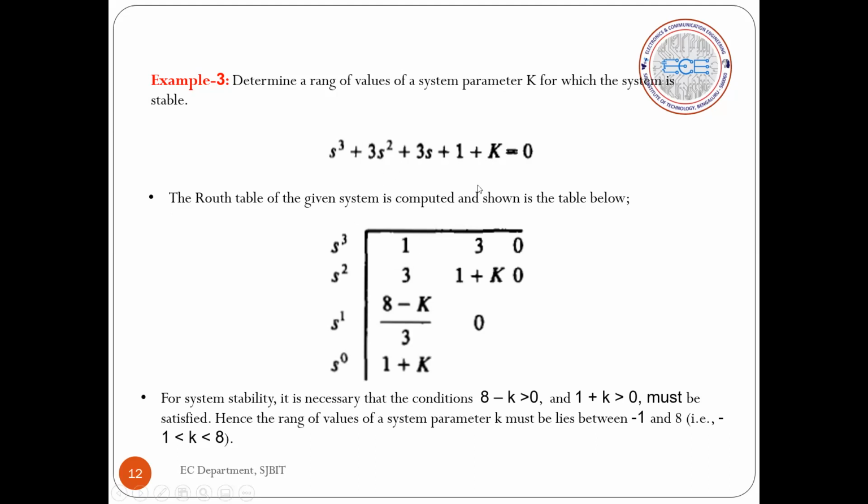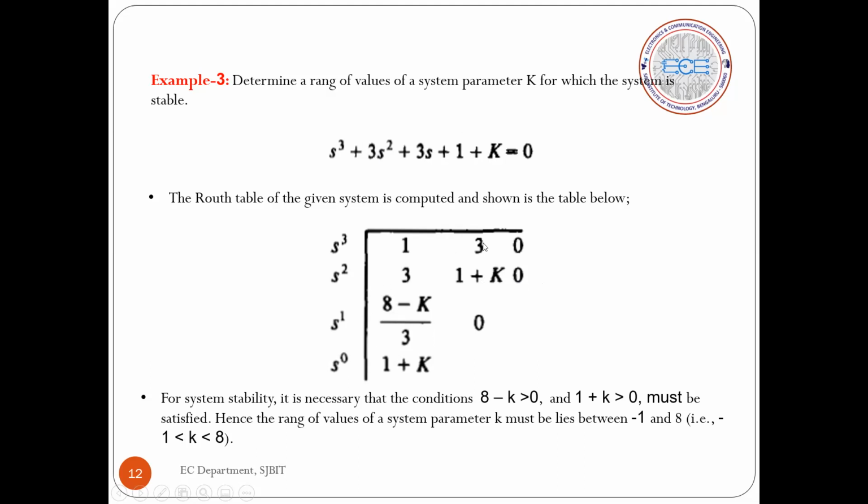Based on the characteristic equation, I have taken the s cube coefficient 1 here. I'll skip the s square term. I'll go to the s term, I have taken 3. And the constant, I'll skip it. Then I'll go to the s power 2 row. I have the s power 2 coefficient 3 taken, and the 3s I cannot take. The constant 1 plus k I have taken. The other element is not there, it is 0. So now I have to compute this element.